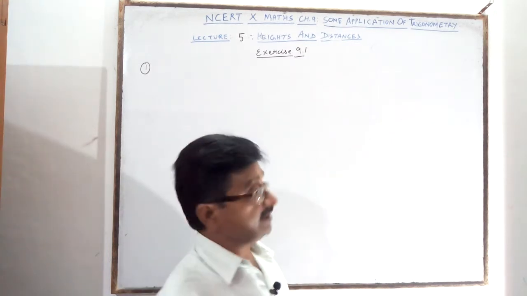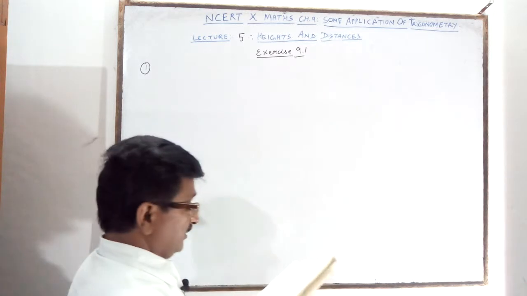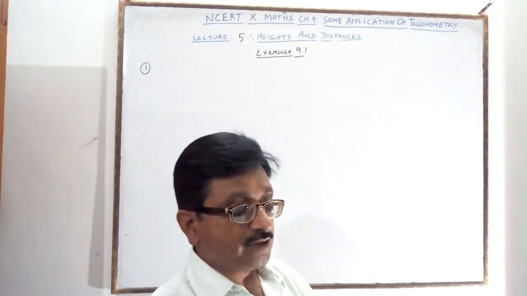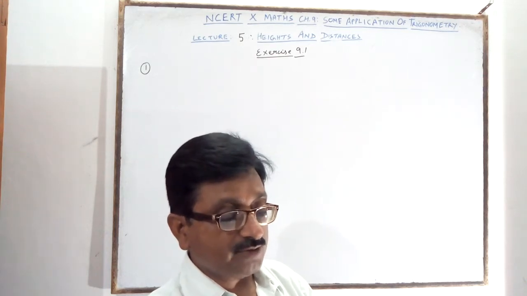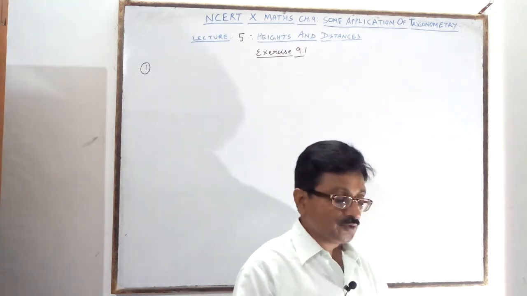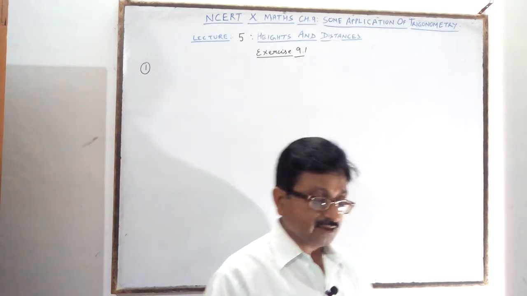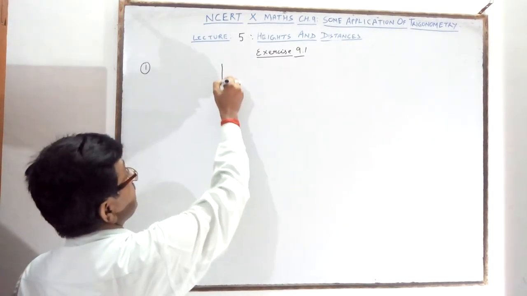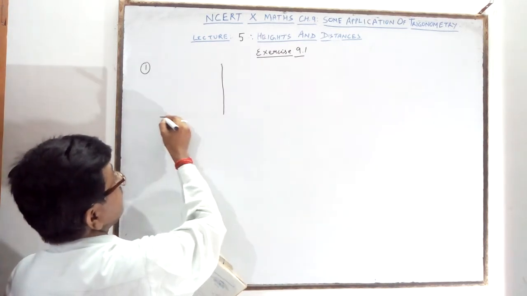Question number 1 is given here. A circus artist is climbing a 20-meter long rope which is tightly stretched and tied from the top of a vertical pole to the ground. Find the height of the pole if the angle made by the rope with the ground level is 30 degrees. Very simple question.